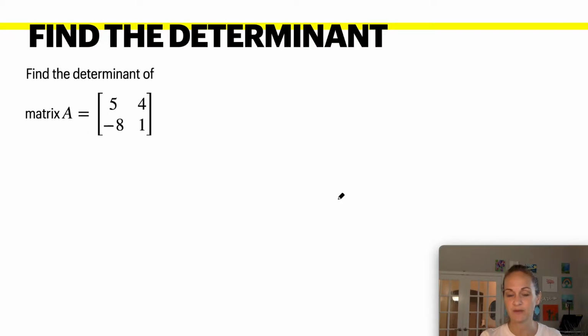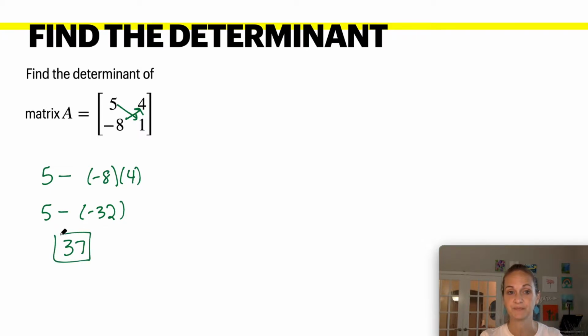So for example, if I was to find the determinant of matrix A, I'm going to multiply the diagonals together. So 5 times 1 is 5. And I'm going to subtract that from the other diagonal, which is negative 8 times 4, which is negative 32. And 5 minus a negative 32 is 37.